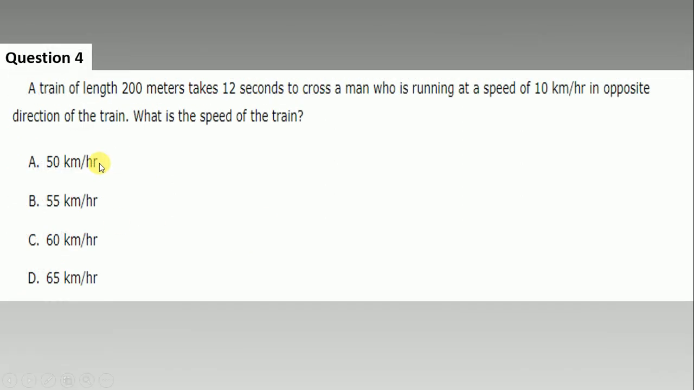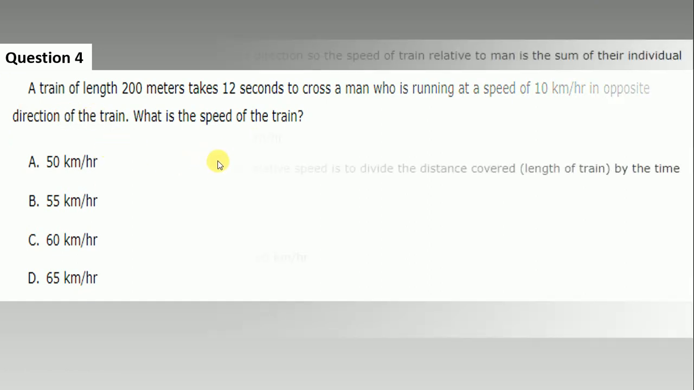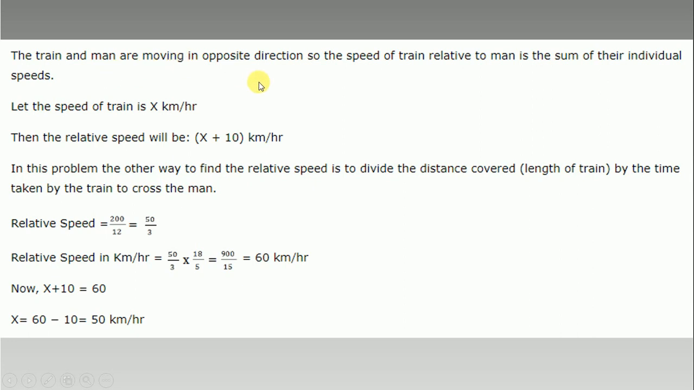Now question 4. A train of length 200 meter takes 12 seconds to cross a man who is running at a speed of 10 km per hour in the opposite direction of the train. What is the speed of the train? So here's the solution. Train and man are moving in opposite directions, so the speed of the train relative to the man is the sum of individual speeds. Let the speed of the train be x km per hour. Then the relative speed will be x plus 10 km per hour. In this problem, the other way to find the relative speed is to divide the distance covered, or length of the train, by the time taken to cross the man.